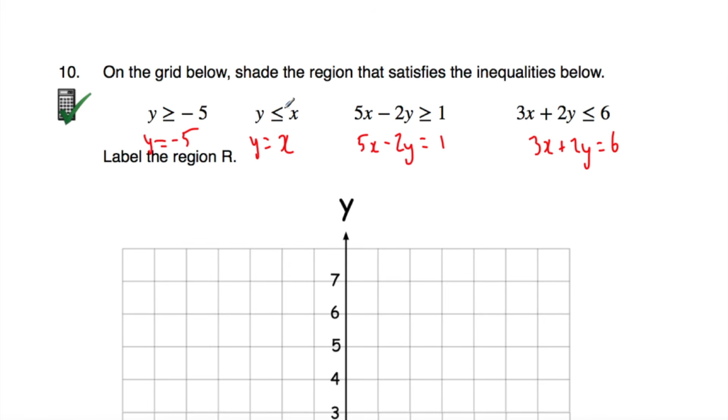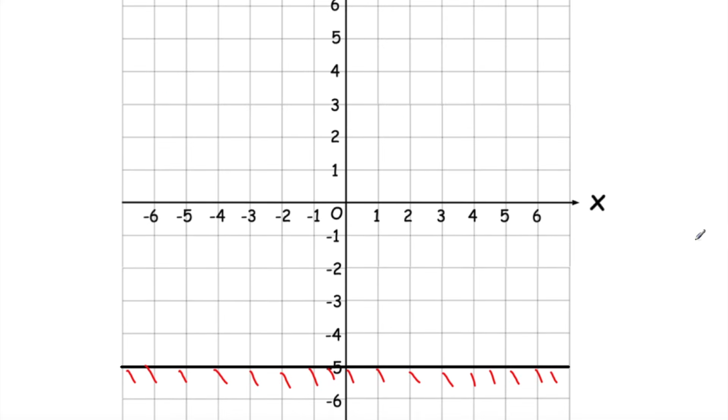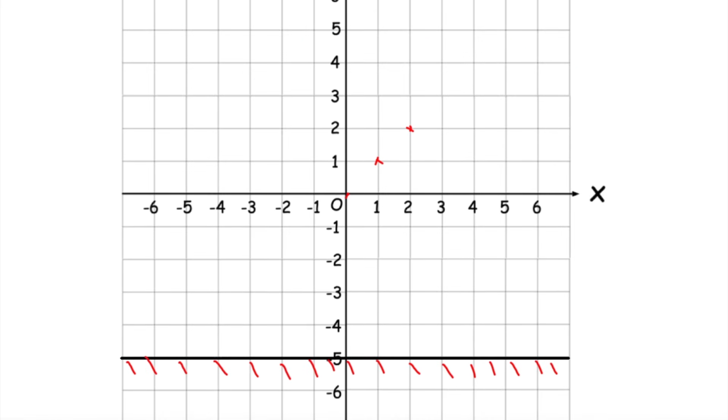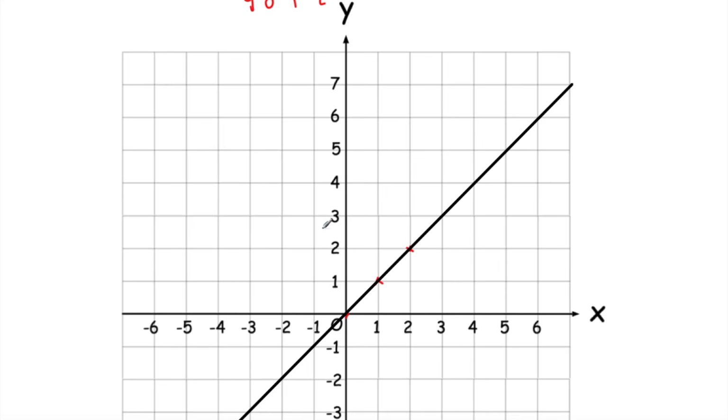Okay, and then our next inequality, y is less than or equal to x. So let's draw the graph of y equals x. So if we do an xy table, x is 0, 1, 2, y is equal to x, that'll be 0, 1, 2. So they're going to be the points 0, 0, 1, 1, 2, 2, and so on. And you should know that already. The graph of y equals x is that diagonal line, thinking back to your reflections and so on. So 0, 0, 1, 1, 2, 2. And then we're going to draw a nice line through those, and it's going to be a solid line. So let's do that. Okay, so that's the line of y equals x.